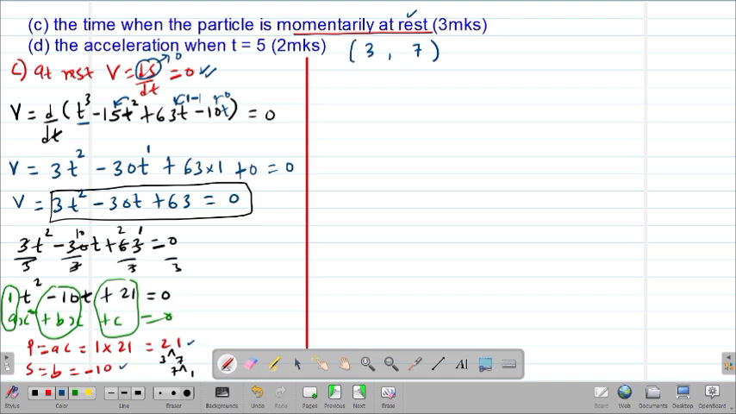A sum of negative 10. I'll introduce a negative here and a negative. So that negative 3 minus 7, I'll get negative 10. Negative 3 times negative 7, I'll get a positive 21.